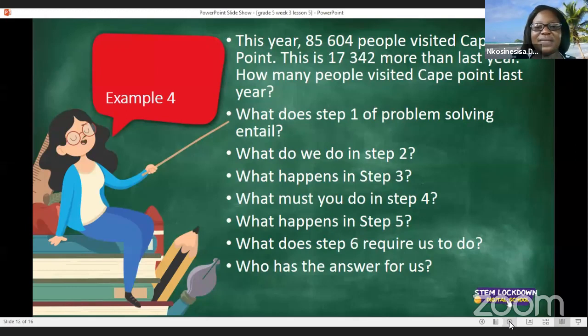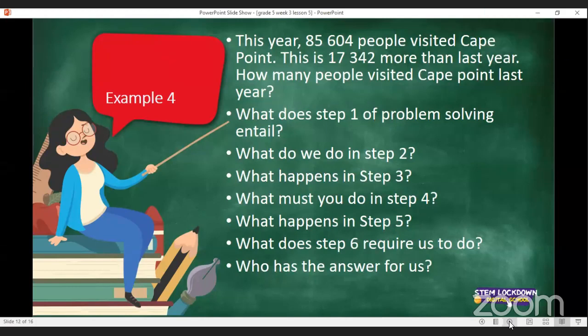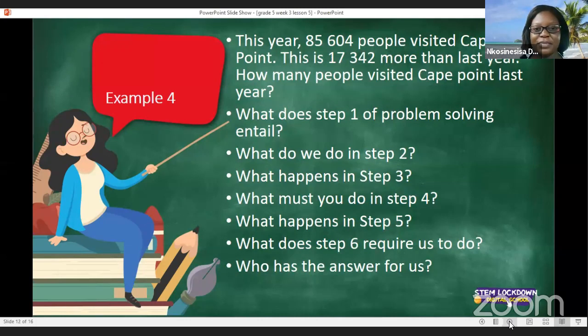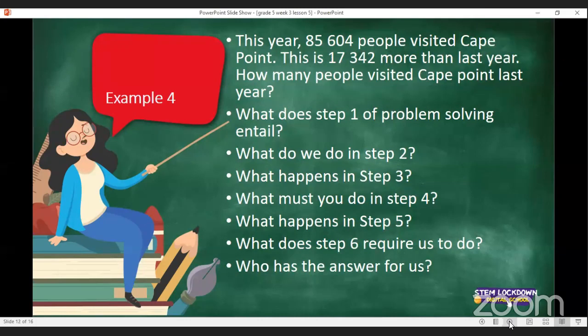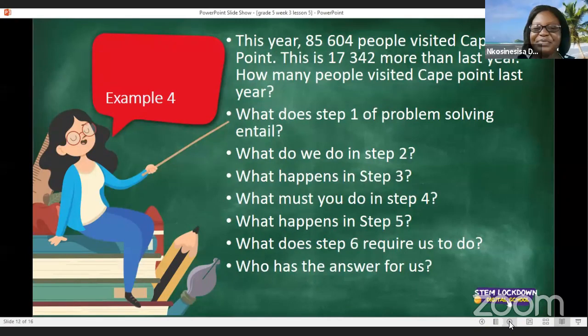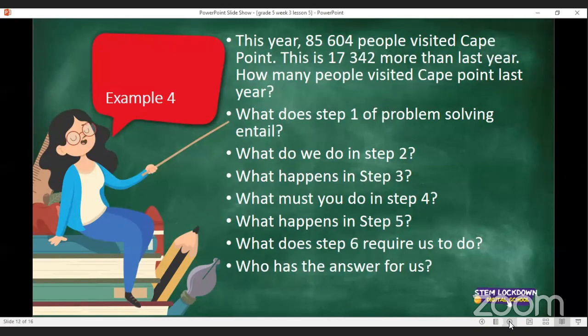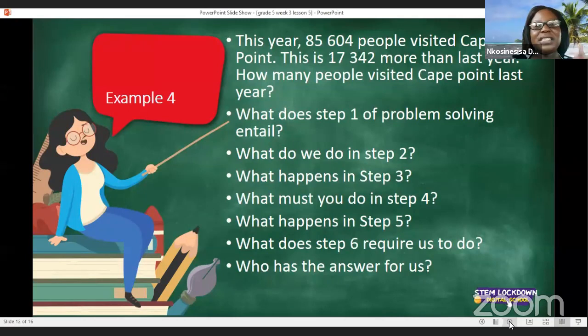Okay, who is unmuted? Anyone unmuted? You can talk. Yes, Lutando. Step 1. What does the statement tell us? The statement tells us how many people this year visited the Cape Point and how many more people visited. Well done. So how many more? Yes, well done. And that is what the statement tells us.